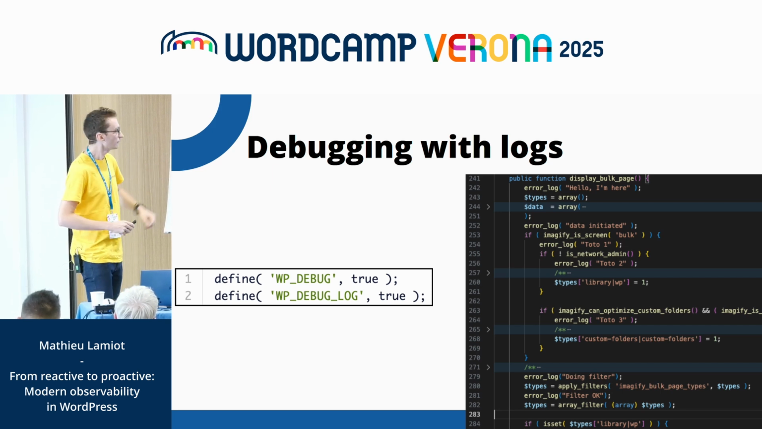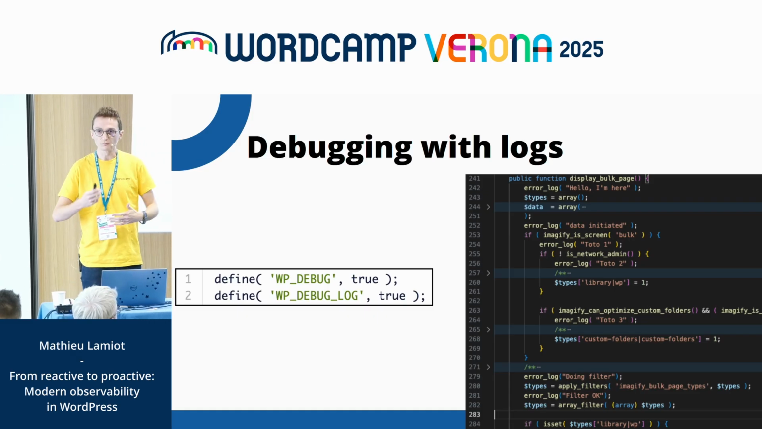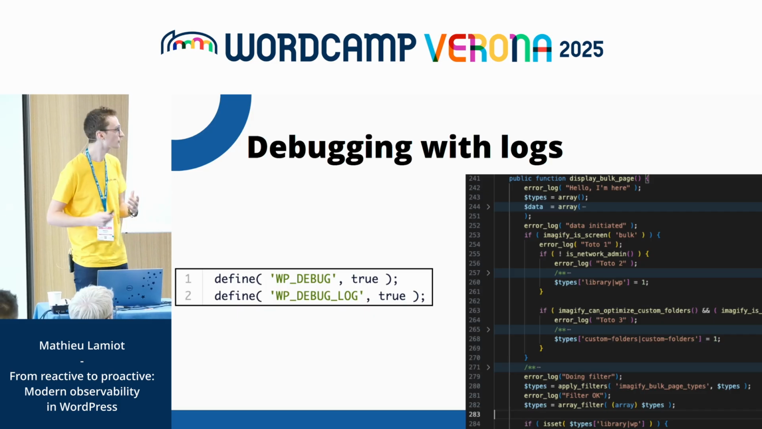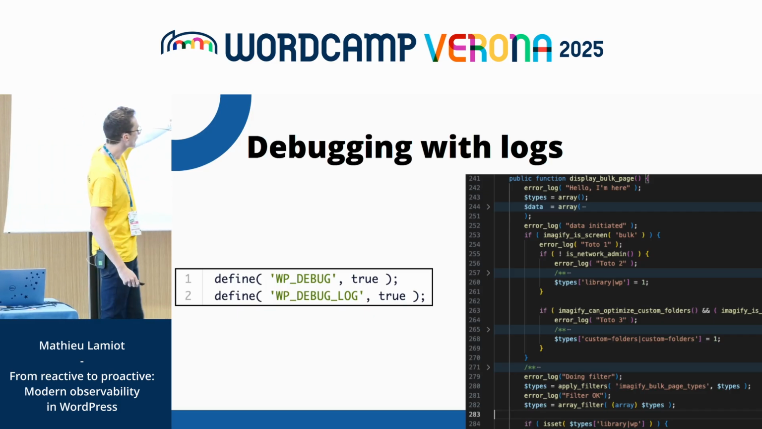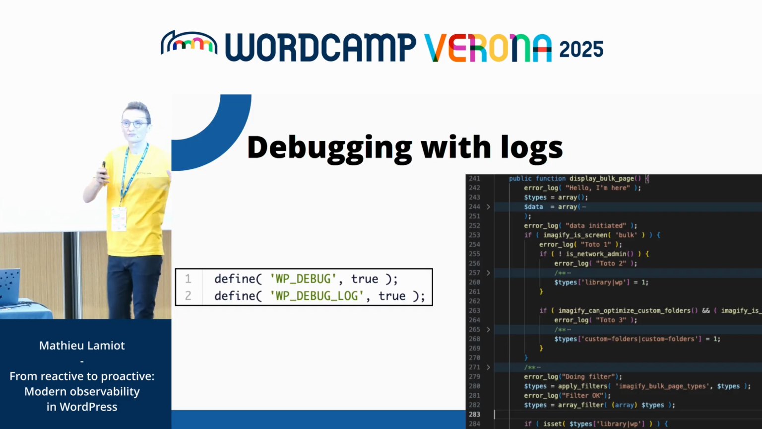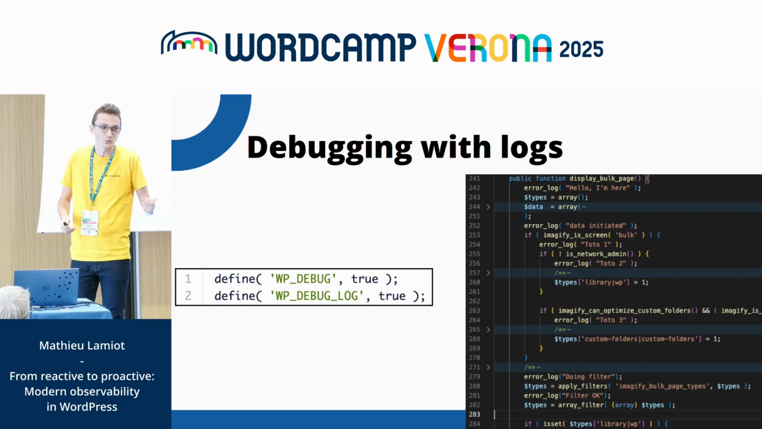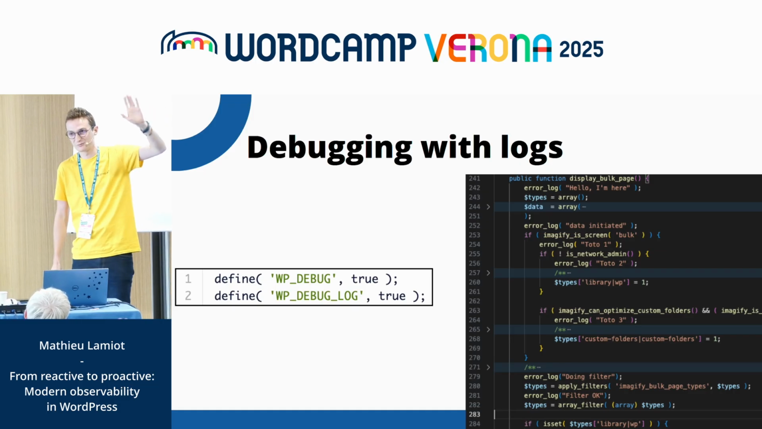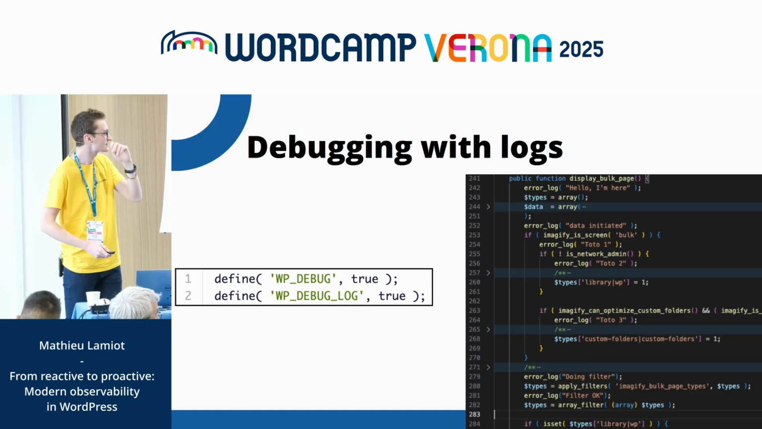Maybe you get it working, and then you start coding a bit more, and at some point you have the error again. You don't know why, so you start putting error logs everywhere, every line. Hello, I'm here. Data initiated. Toto 1, Toto 2, Toto 3. Just to have a sense of where the code is executing. Who does that? Here, yeah. No shaming. I think a lot of people do that. That's fine. That's a good way to get started.